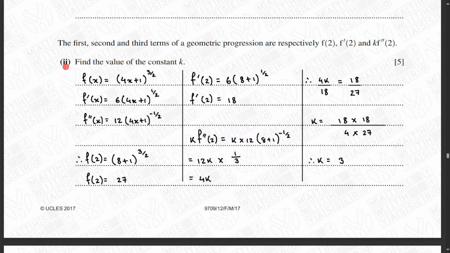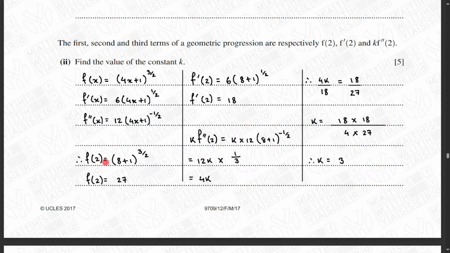In the second part of the question, it says that the first, second, and third terms of a geometric progression are respectively f of 2, f prime of 2, and k f double prime of 2. We need to find the value of the constant k. So let's first use these equations and substitute the value of x as 2 and find their respective values.